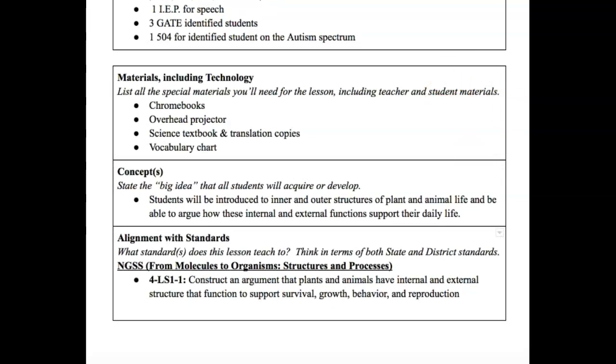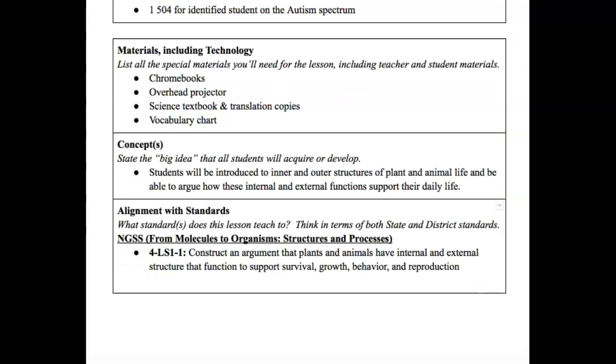So for the materials, we listed that students will be using their Chromebooks, and we will have an overhead projector as well as the science textbook and translation copies in Spanish and Vietnamese, as well as a vocabulary chart. The big concept for our lesson is that students will be introduced to the inner and outer structures of certain plant and animal life, and then because of this they'll be able to argue how these internal and external functions support these plants and animals' daily life.